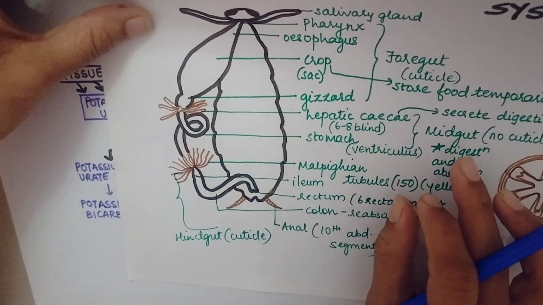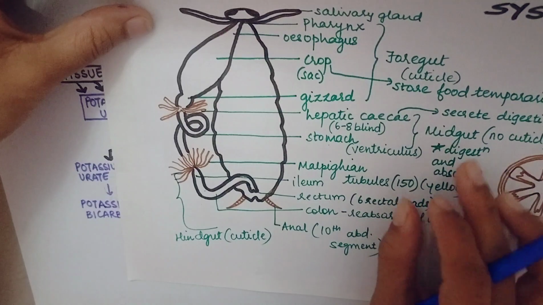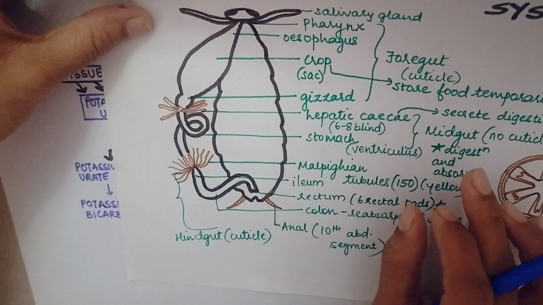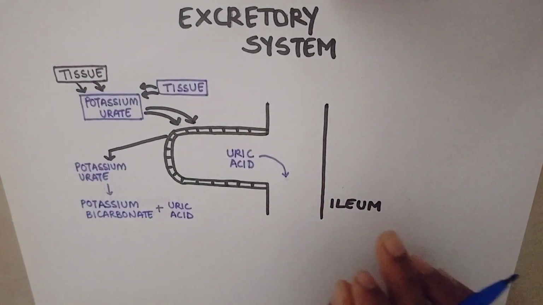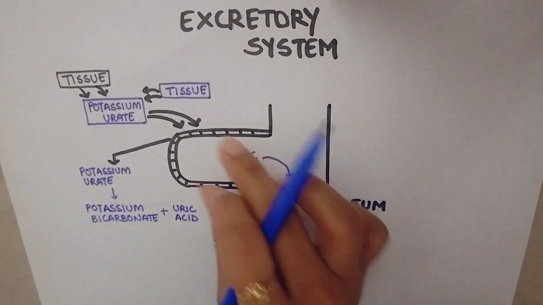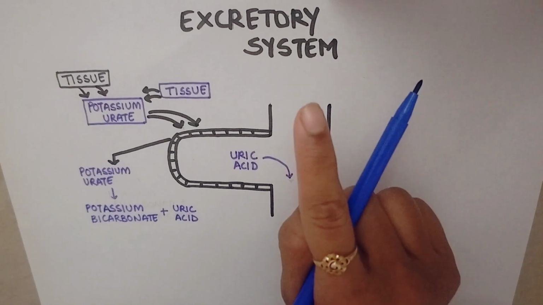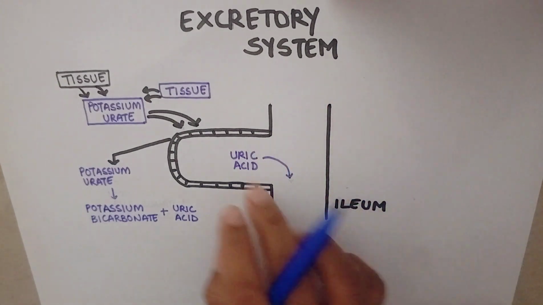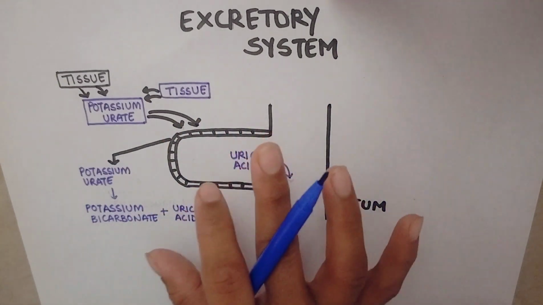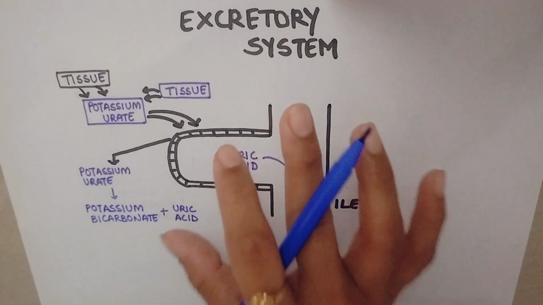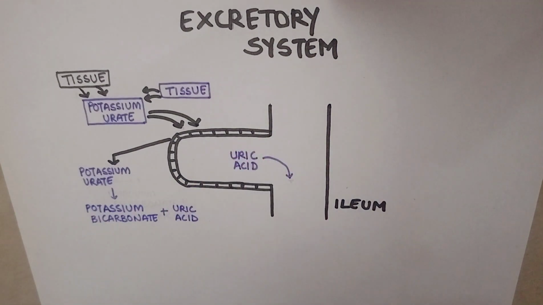If you haven't watched the digestive system of the cockroach, please watch it so that you get clarity about that too. Now, if I draw a structure of just one tubule, just one tubule out of those 150 Malpighian tubules, let's study how it performs the excretory function in cockroach.